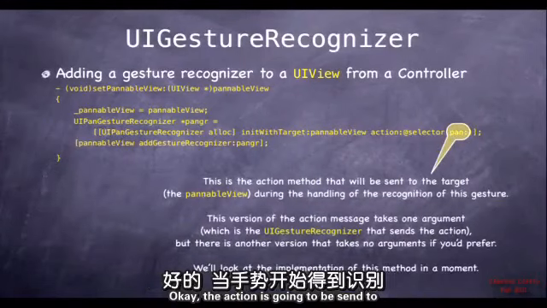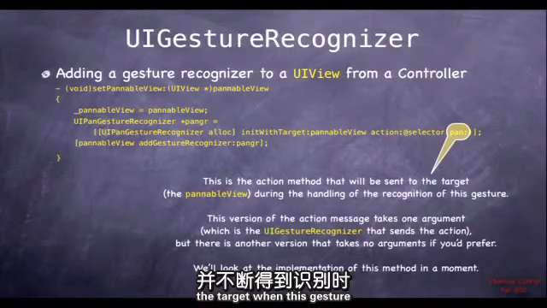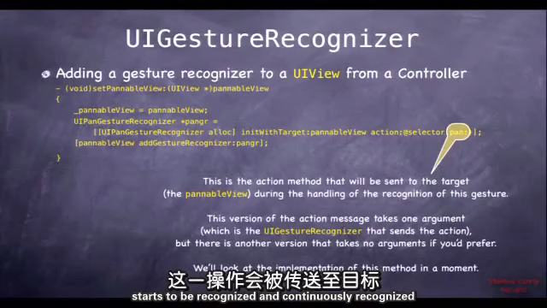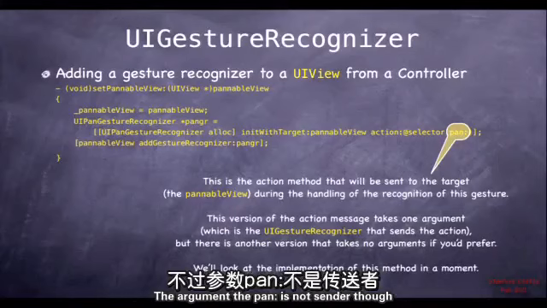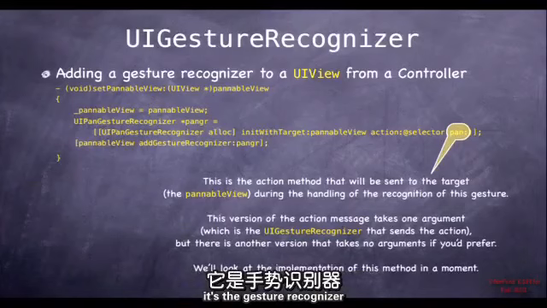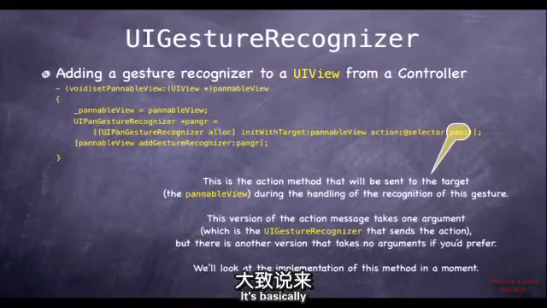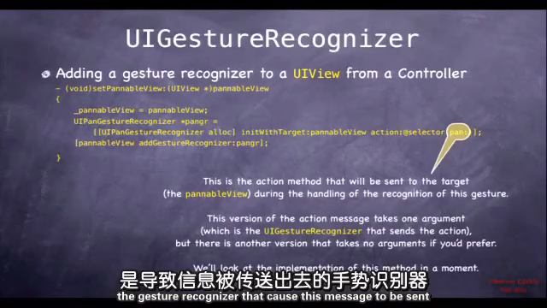The action is going to be sent to the target when this gesture starts to be recognized and continues to be recognized. The argument to pan: is not sender, though. It's the gesture recognizer. It's basically the gesture recognizer that caused this message to be sent.